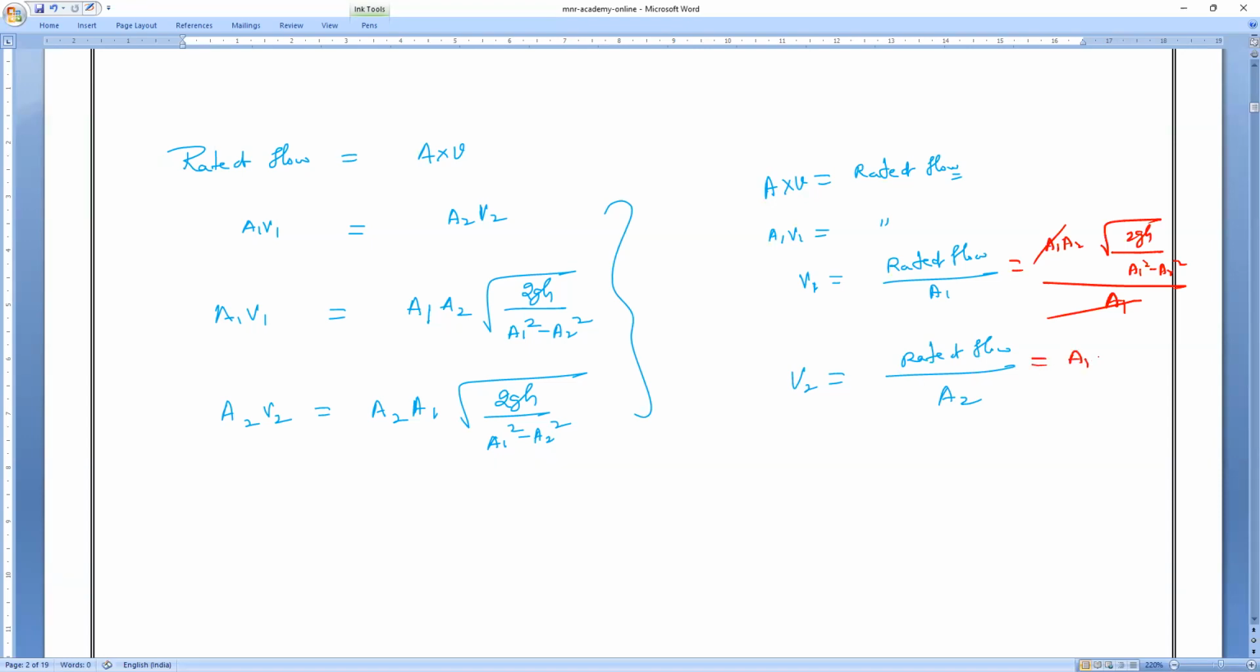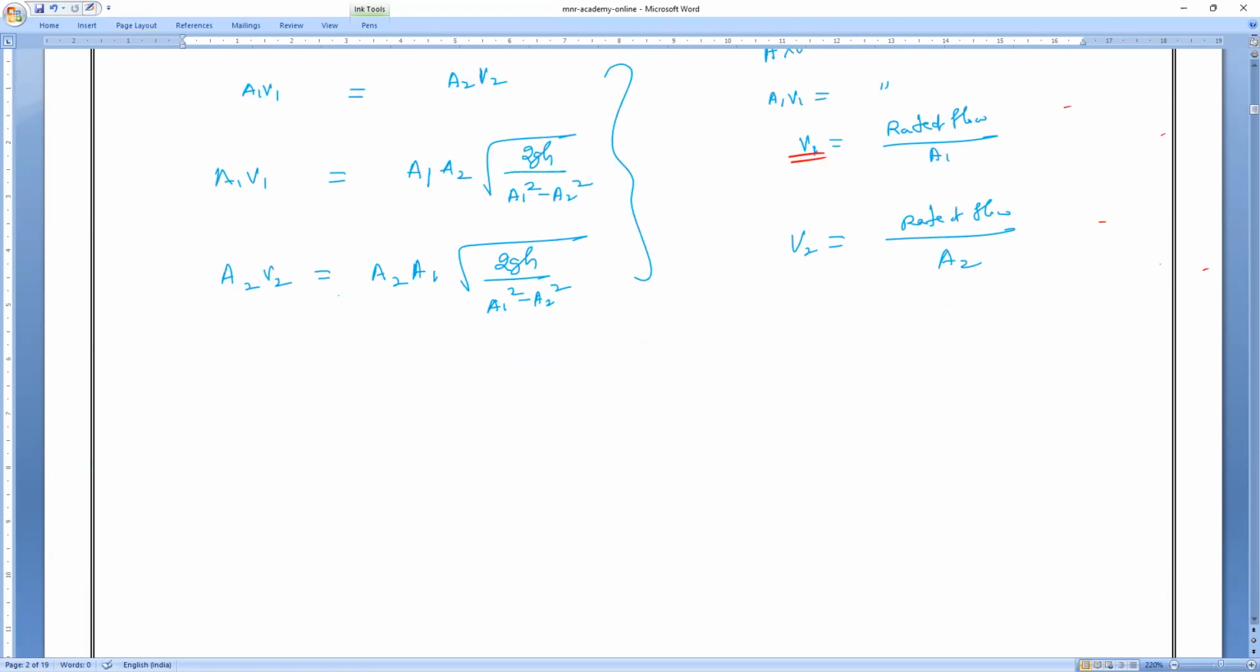Same way here, A1 into A2 into root over 2GH divided by A1. This root is for the full expression. So divided by A1 square minus A2 square, then divided by A2. So A2 will get cancelled. Again, you'll get the same formulas. So that is what we call rate of flow. So velocity is equal to rate of flow divided by area. Please learn it, it's very important. I hope you all are understanding, everybody. Any doubt, anybody can ask me. Clear, guys? All of you?